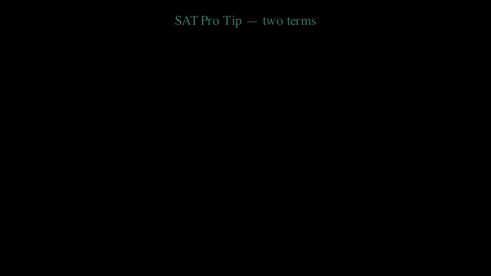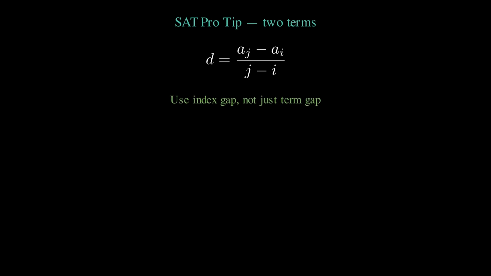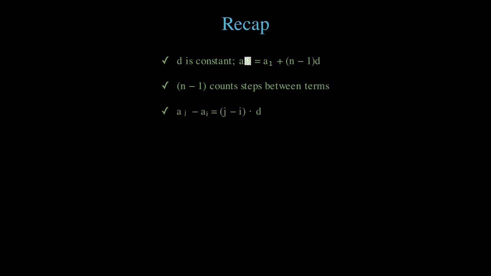SAT pro tip: if you know 2 terms, you can find d by dividing their difference by the difference in their indices. That shortcut is faster than guessing a sub 1 first, when the problem only gives you terms far from the start. Recap. Find d, then use the nth term formula with n minus 1 in the right place. Treat n minus 1 as the number of jumps from the first term to the nth term. And use the 2-term shortcut for d when indices are given.